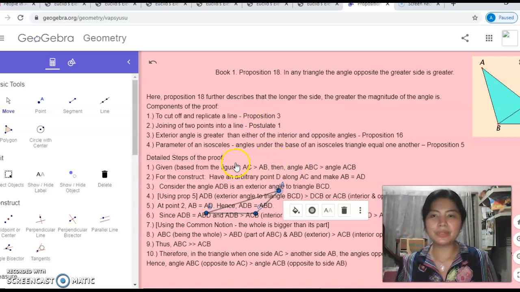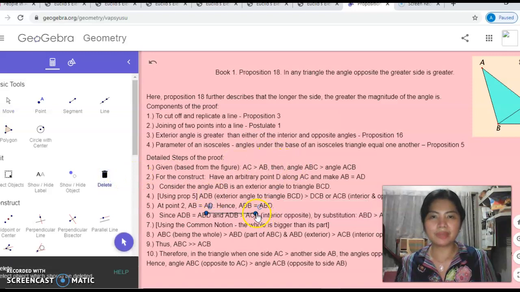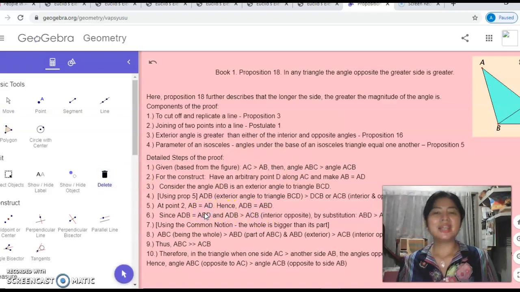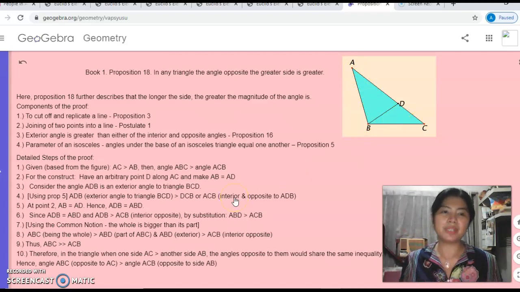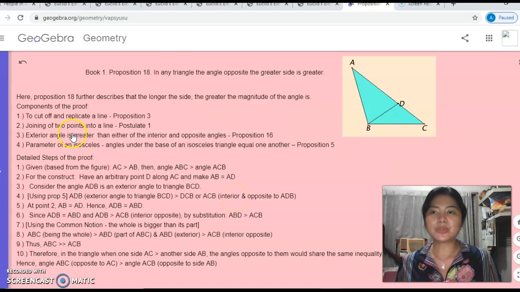So let's now delete the figure here and discuss the formal proof of Euclid. For the formal proof, we'll be making use of this figure. So we have triangle ABC here. And here are now the components of the proof. There would be the cutting off, or replicating, of the line that has been shown in Proposition 3. And we will be joining two points to form a line. That's Postulate 1.